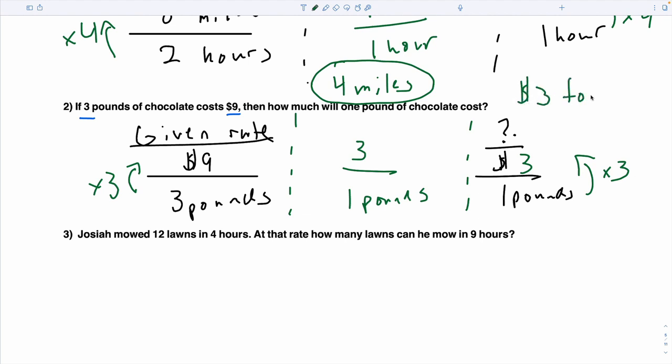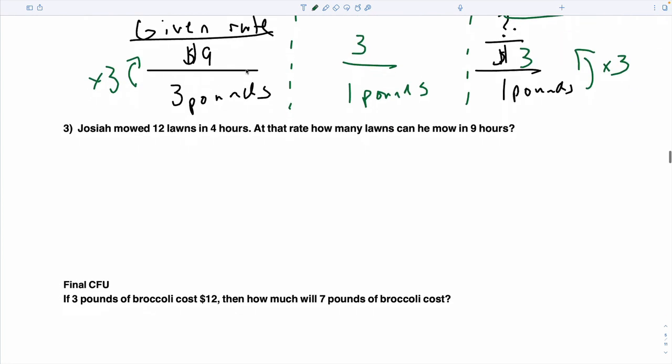Why did you put 1 pound? Because I don't teach English. Ooh. Busted. Go to number 3, pencil it.